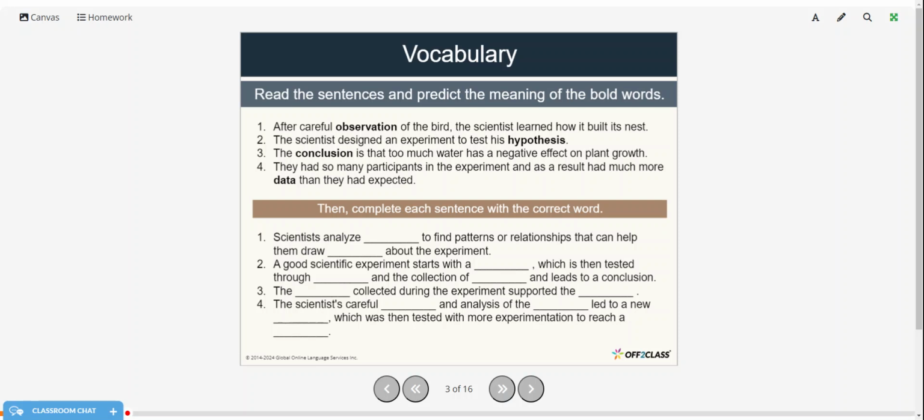The conclusion is that too much water has a negative effect on plant growth, and they had so many participants in the experiment that as a result had much more data than they had expected.